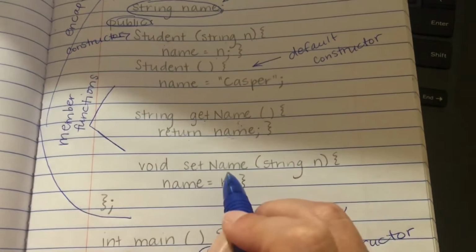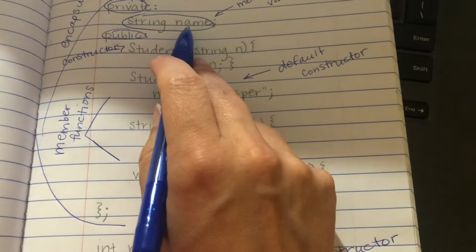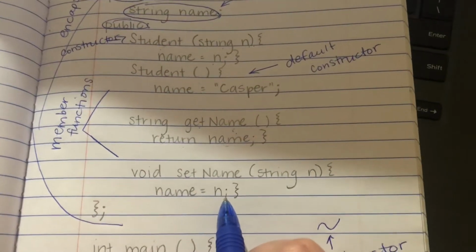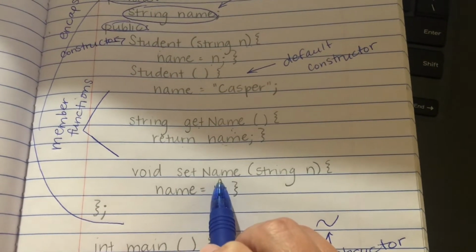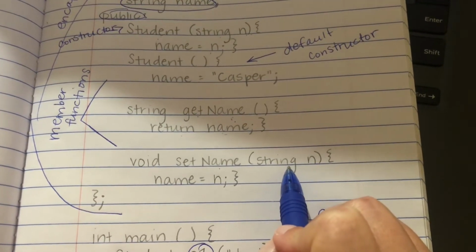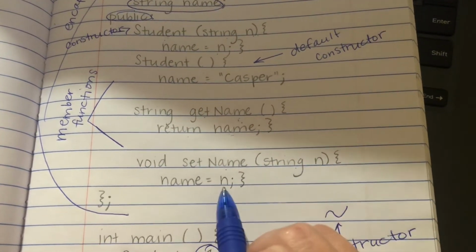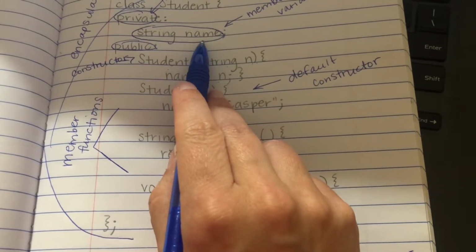Likewise, we also want to be able to set the data. We want to be able to change that private data that's inside of our class. What if you get married and your name changes, right? Then I can call set name and I can pass in a new string and whatever new value that I'm trying to give you, store that in my variable name.